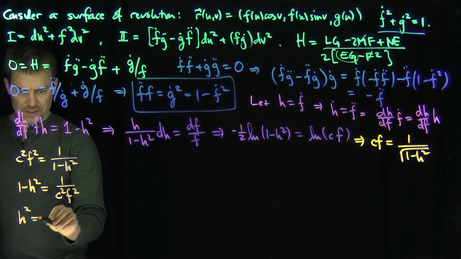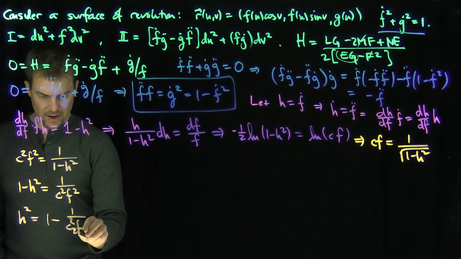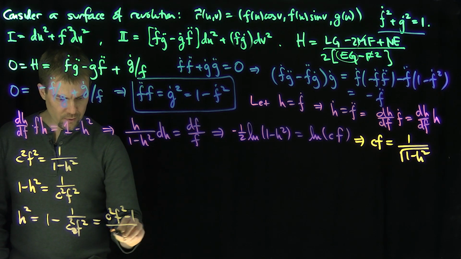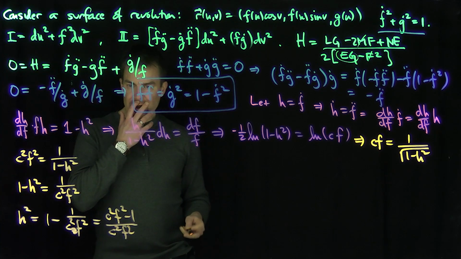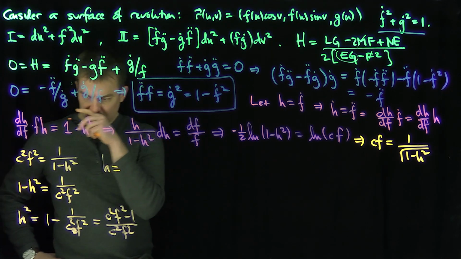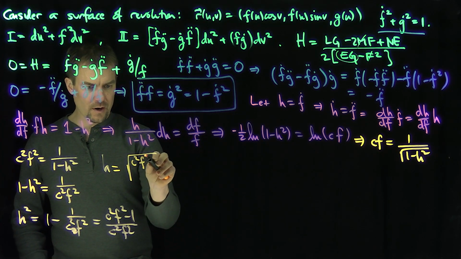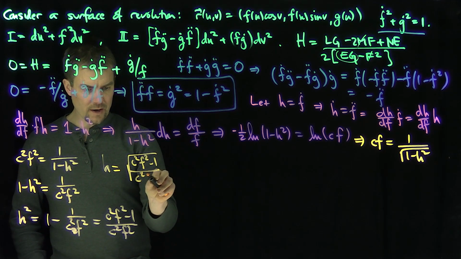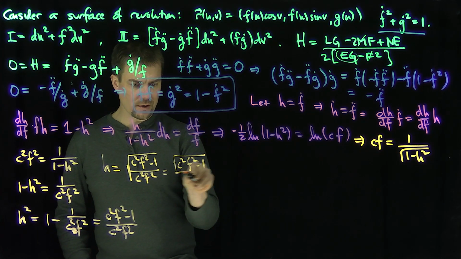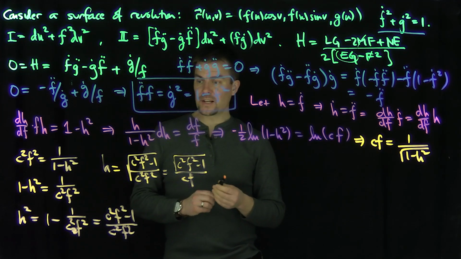And therefore, h squared is equal to what? H squared is equal to 1 minus 1 over c squared f squared, which is c squared f squared minus 1 over c squared f squared. So h is going to be equal to the square root of this thing. So I'm going to have the square root of c squared f squared minus 1 over c squared f squared, which is just the square root of c squared f squared minus 1 over cf. Great. Okay? That's df dt, right?